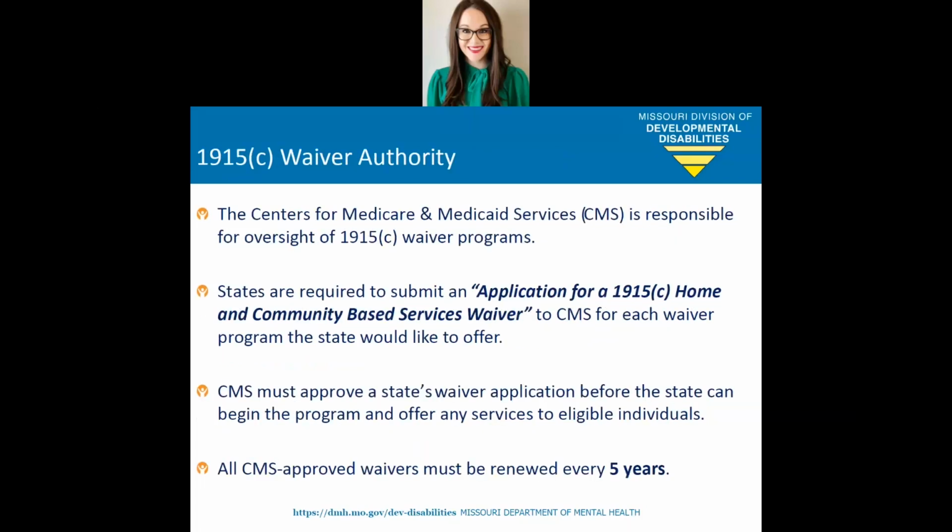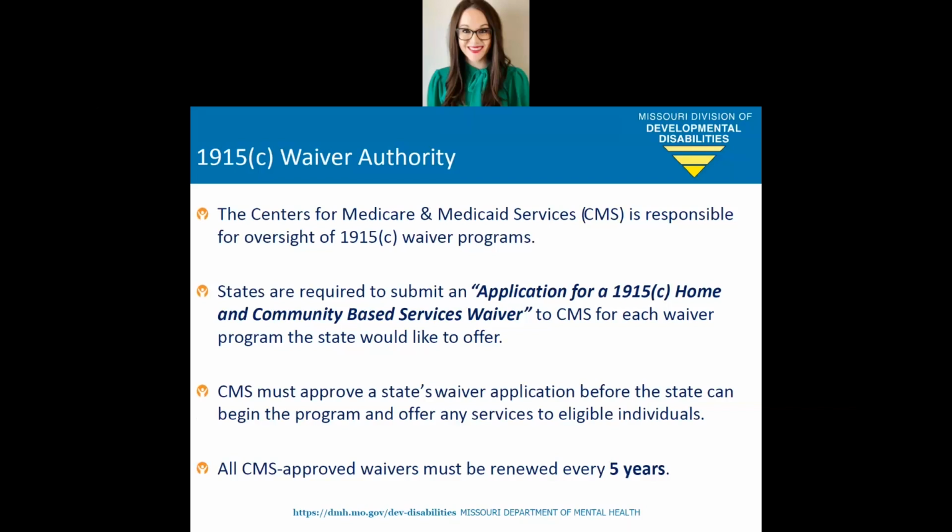The Centers for Medicare and Medicaid Services, commonly referred to as CMS, is the federal agency that's responsible for oversight of home and community-based services waiver programs. States are allowed to create and develop waiver programs based on the specific needs of populations, resources available to the state, service delivery systems, and other state goals and objectives, as long as all federal requirements, regulations, and laws are met.